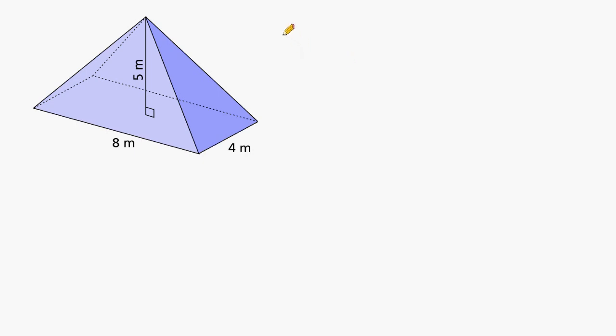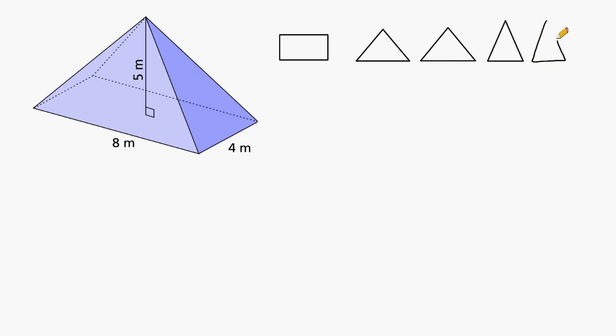So basically what we're trying to do is figure out the area of the 4 by 8 rectangle, and we are trying to determine the area of the 2 triangular surfaces that have a base of 8 meters. And we have to determine the area of the 2 triangular surfaces that have a base of 4 meters. So what we're going to do is find the area of each one of these 5 surfaces and then add them together.